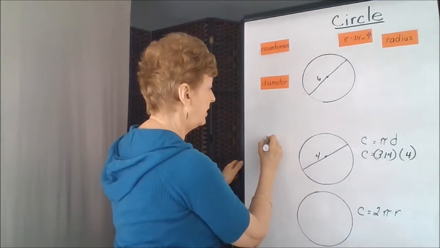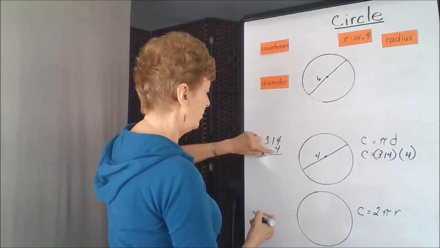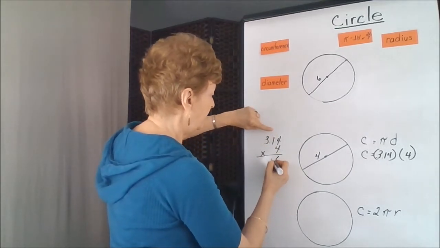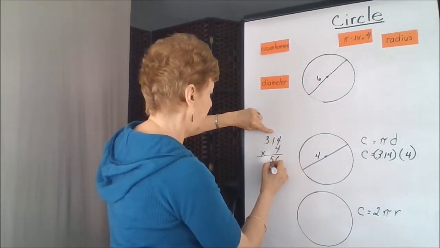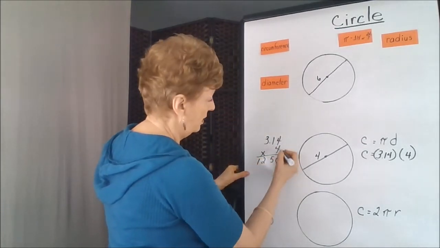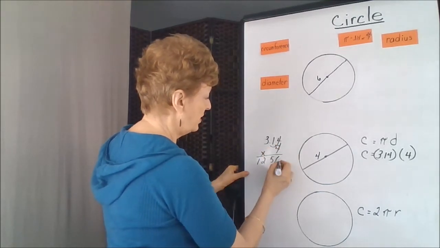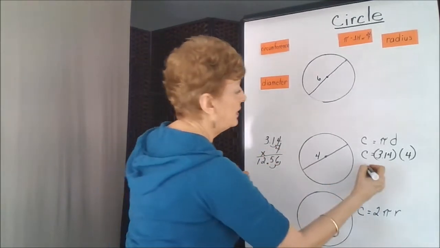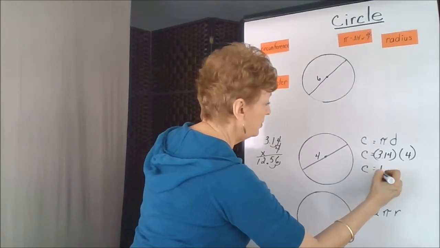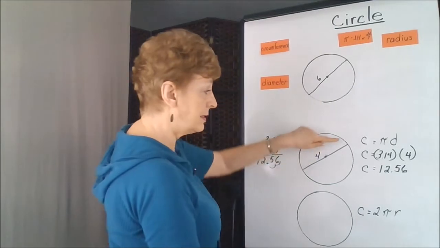Here's our side calculation. 4 times 4 is 16. Carry, we've got 5, and we've got a 12. So in this case, we have 2 places for our decimal point. So the circumference is equal to 12.56.